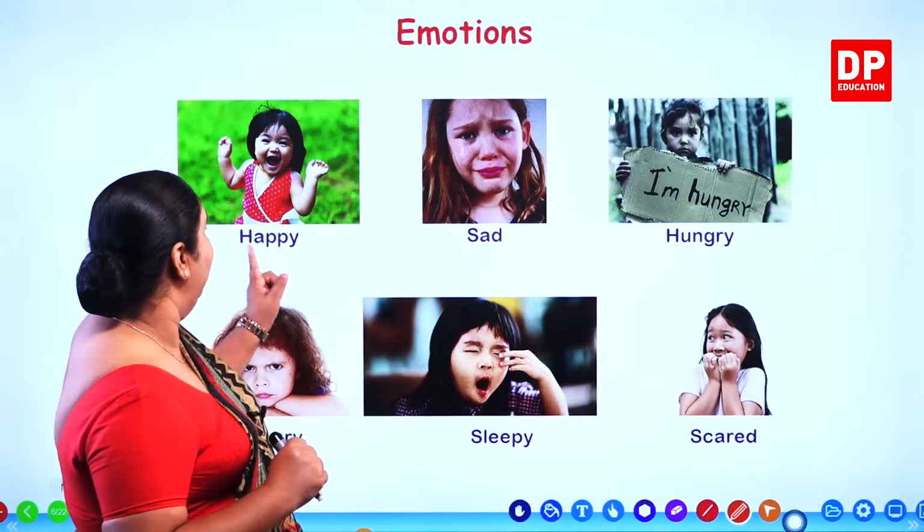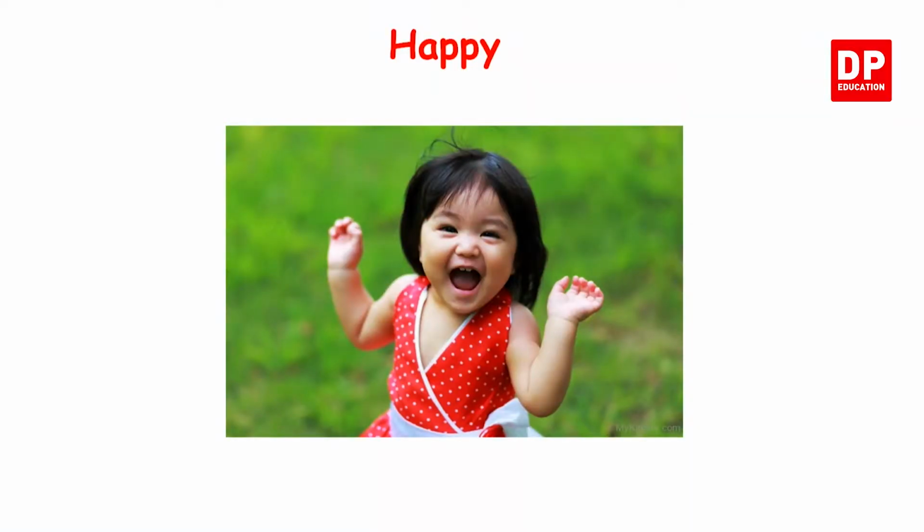Happy. This picture is showing us a little child who is very happy.